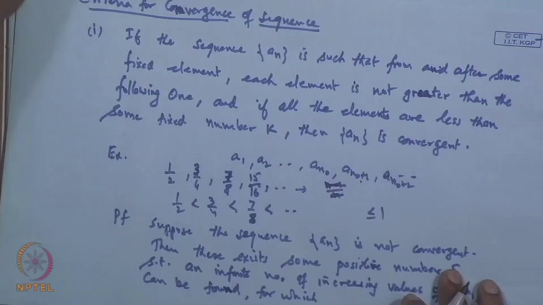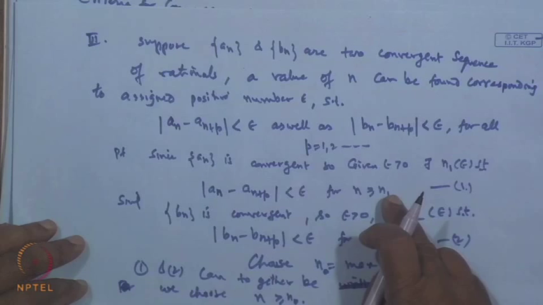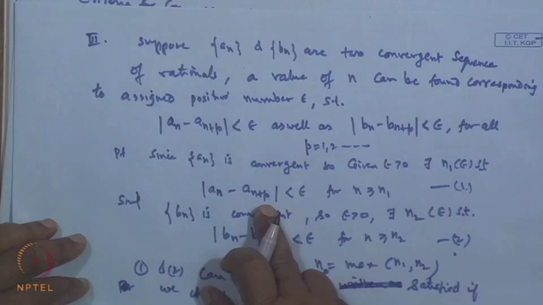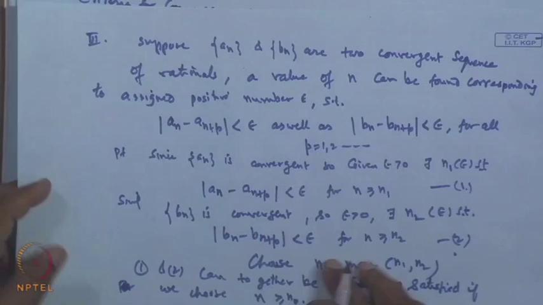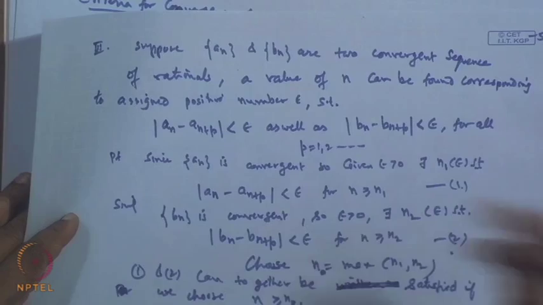Let us see why it is so. When the sequence is convergent, according to the definition, a sequence is convergent means the difference between a_n and a_(n+p) is less than epsilon. Means however small an epsilon you choose, one can always identify an n1 such that from this term onward the difference can be made as small as we please. If it diverges, it means the difference does not go to 0. It keeps on increasing. If the difference keeps on increasing, then the sequence will be a diverging sequence.